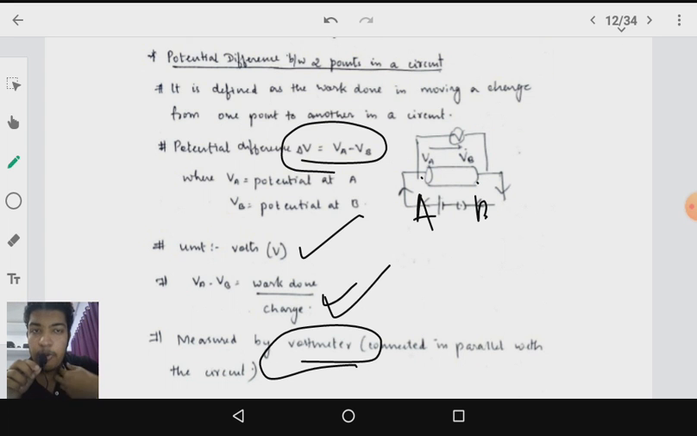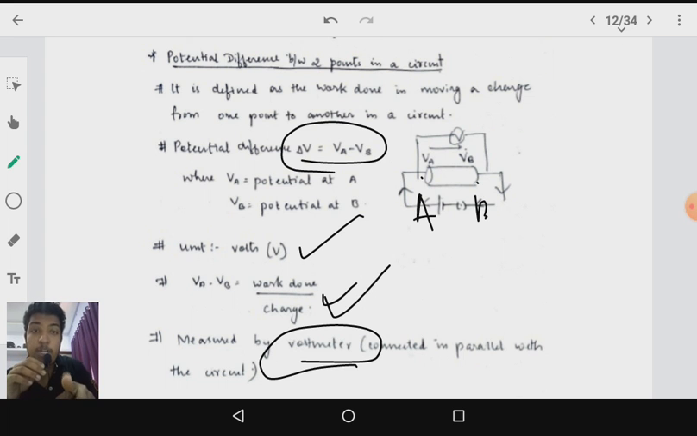These are the important points which you have to note related to potential difference. So make sure that you understood these two terms, potential and potential difference. Potential means from infinity you are bringing a charge into the point of consideration, and potential difference means you are moving a charge from one point to another point inside a circuit.